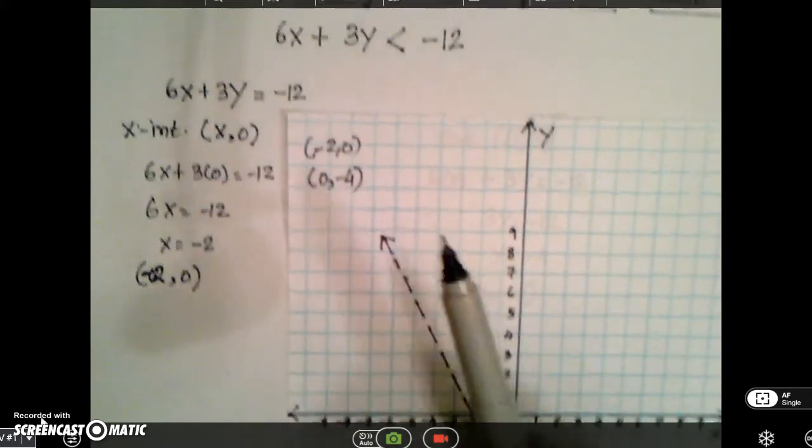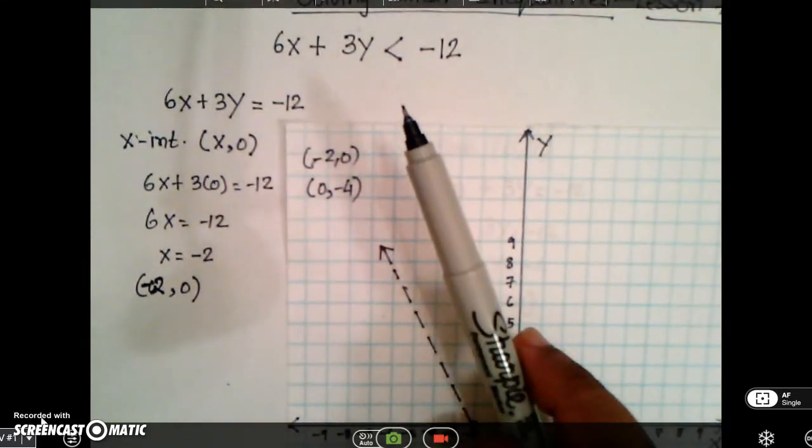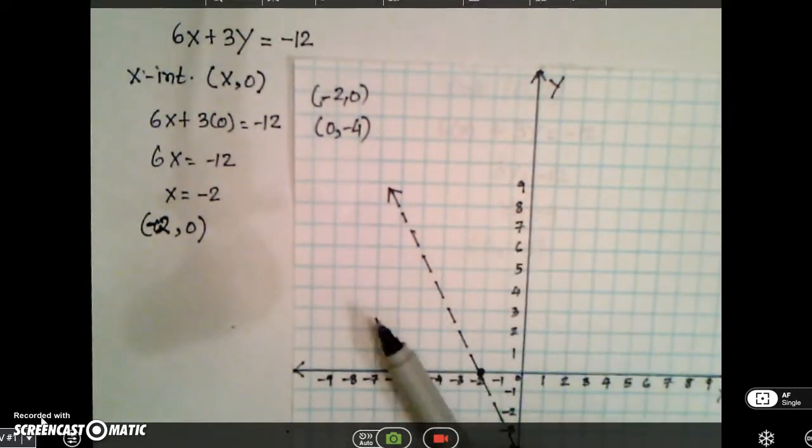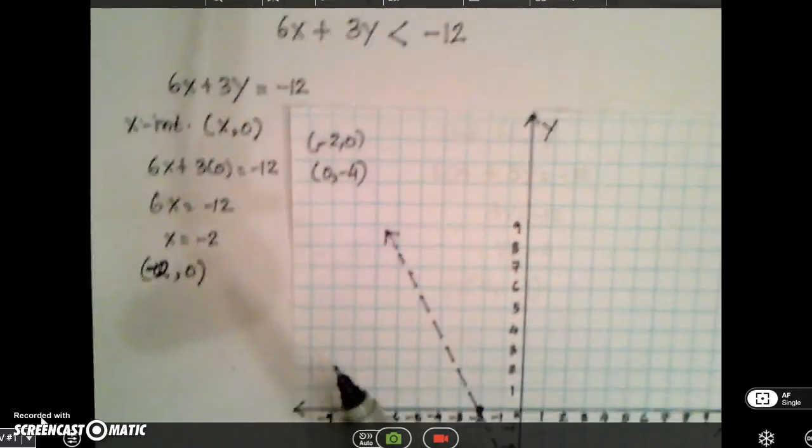But if 0 comma 0, when I plug it in, is not going to satisfy my inequality, then that side is not my solution. The other side will satisfy my inequality, and that side is going to have my solutions to the inequality.